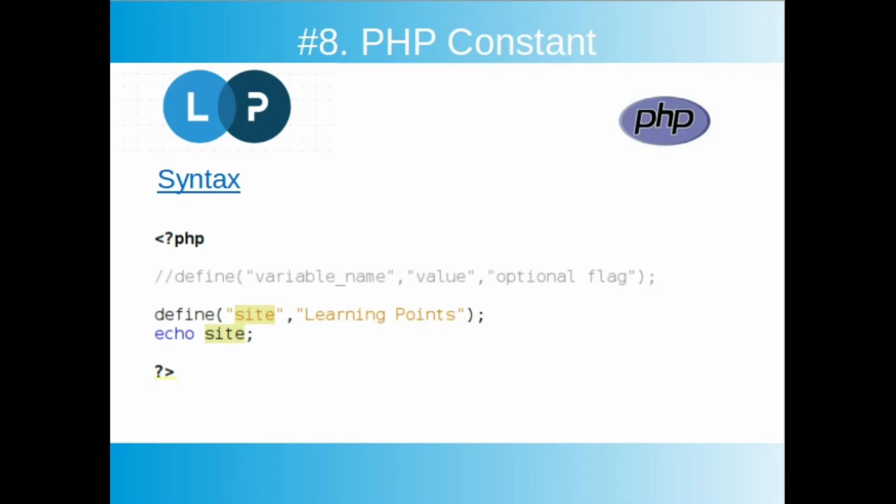The first one is the name of the constant variable. The second one is the value of this constant variable, and the third argument is optional. This denotes whether the variable is case sensitive or not. By default, the third parameter is false. False means that it is case sensitive. So if we run this program, what will be the output?